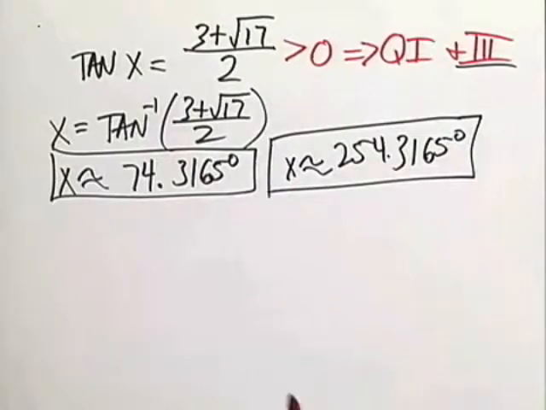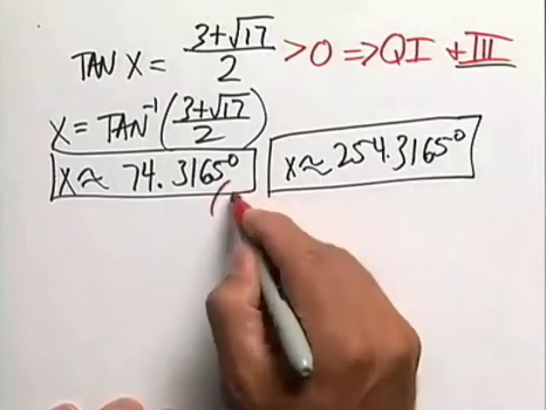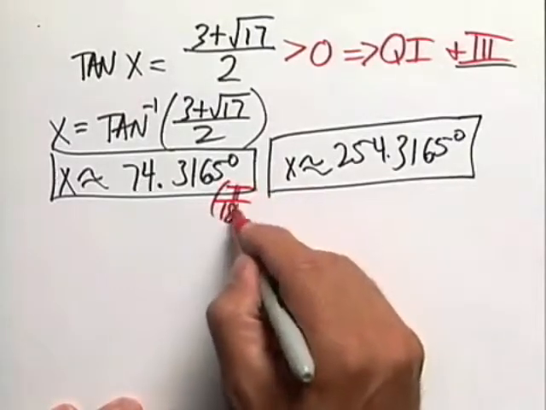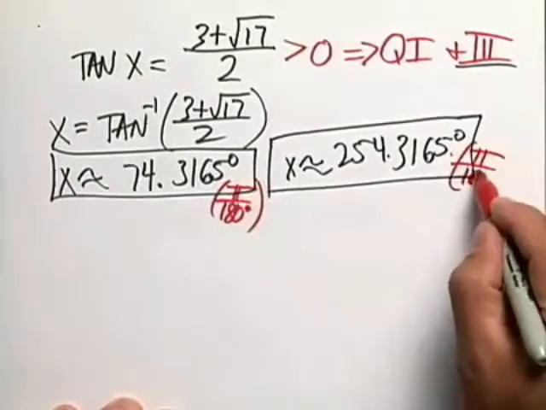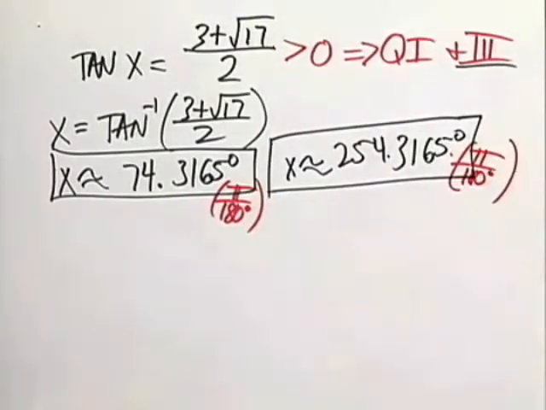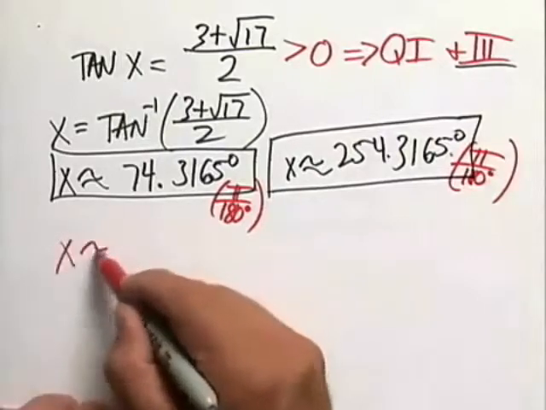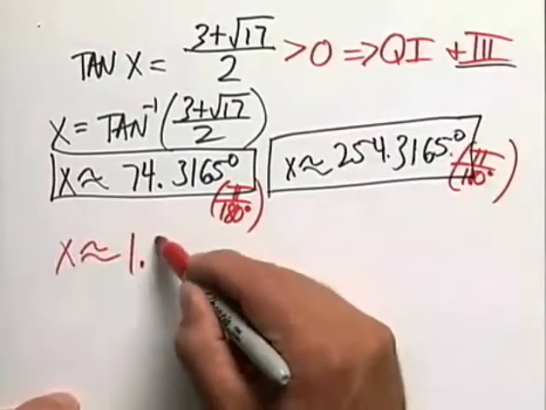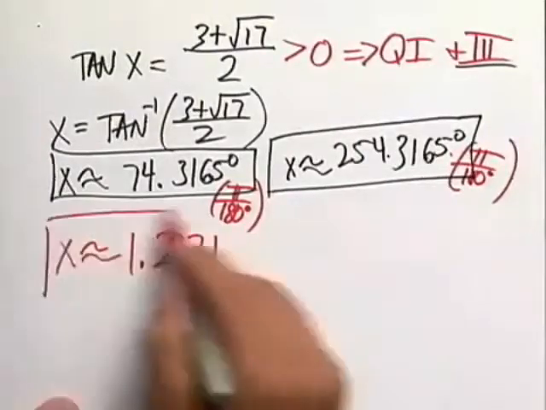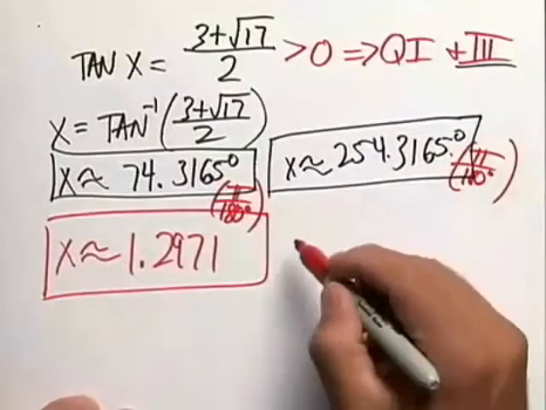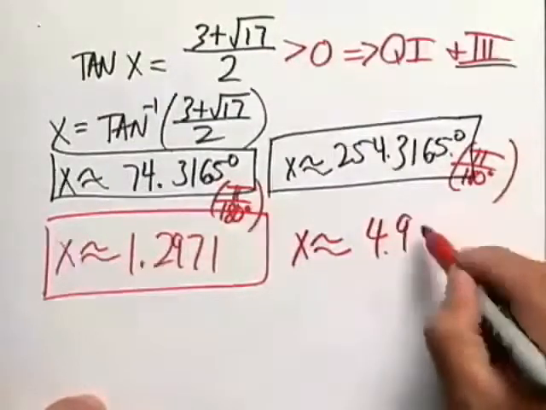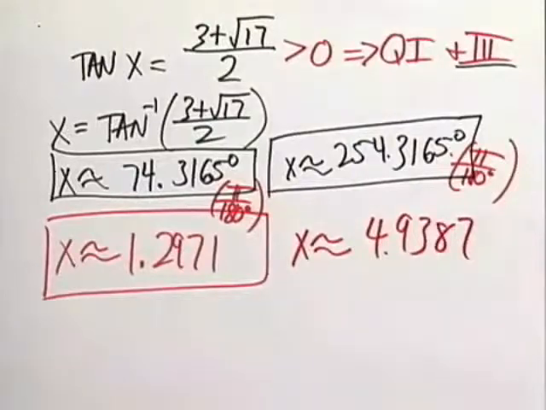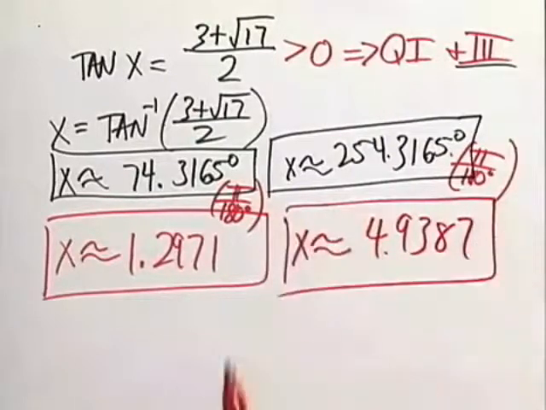Now, remember our directions. We needed our solution to be between 0 and 2 pi radians, so we'll take each of our solutions in terms of degrees and multiply those by pi over 180, and in doing so, we'll obtain our solutions in terms of radians. So for the first one, again approximately to 4 decimal places, we get 1.2971. For our third quadrant solution, we get an approximate radian answer of 4.9387 radians, and those are the two solutions.